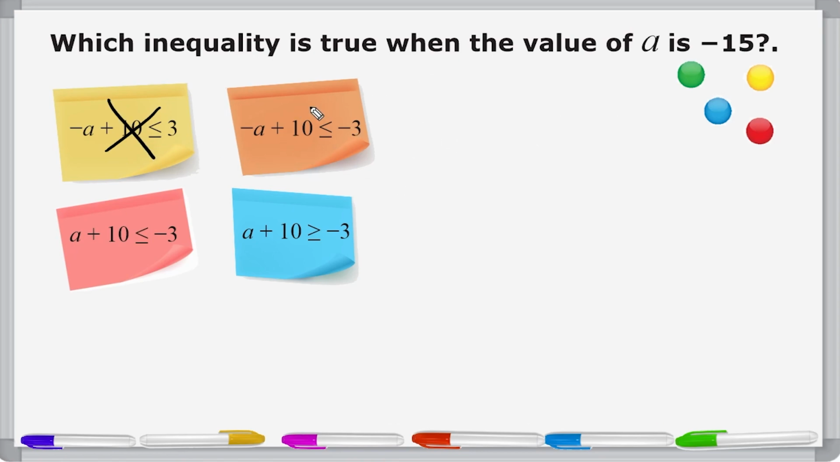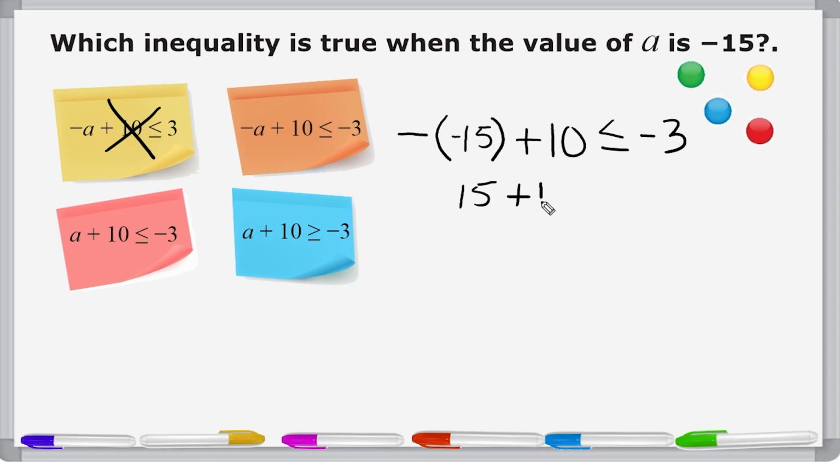All right, so now we're going to test out this inequality. So we're going to write negative blank plus 10 is less than or equal to negative 3. And we're going to substitute a with negative 15 once again. And the opposite of negative 15 is positive 15. So once again, we have 15 plus 10, which we know is 25. And 25 is not less than or equal to negative 3. We know that 25 is greater than negative 3. So this is an incorrect option as well.